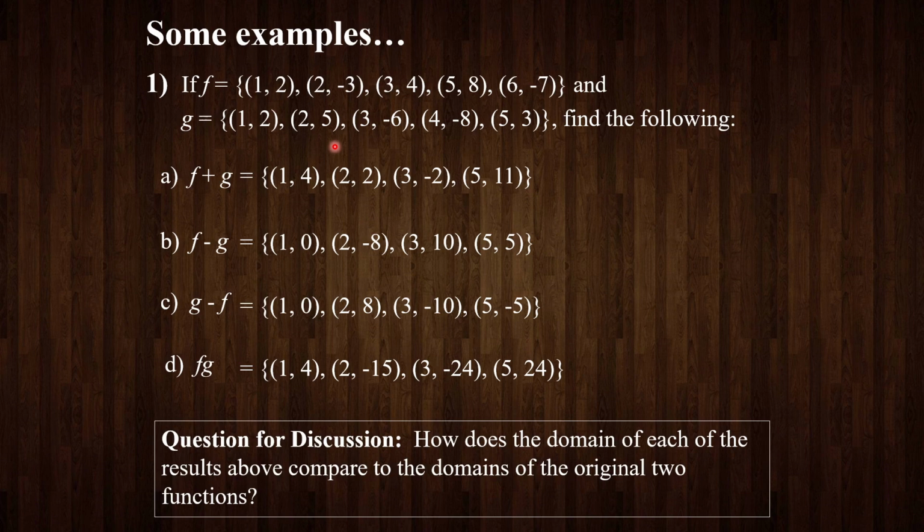So, question for discussion, how does the domain of each of the results above compare to the domains of the original two functions? Well, notice the domain for all 4 of these results is 1, 2, 3, 5. And notice that 1, 2, 3, and 5 are part of the domains for both f and g. We see 1, 2, 3, and 5. And we see 1, 2, 3, and 5 with g. Okay, so the domain of these results is actually a subset of the domain of f and a subset of the domain of g. Okay, those x values are included in both f and g.